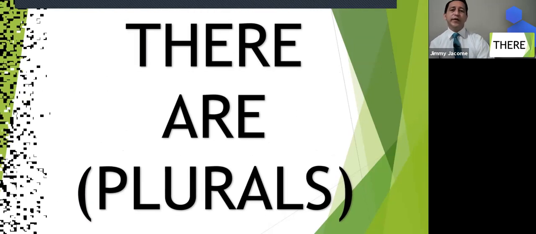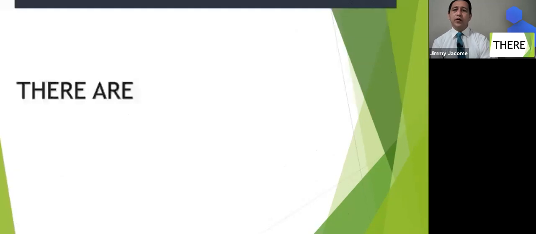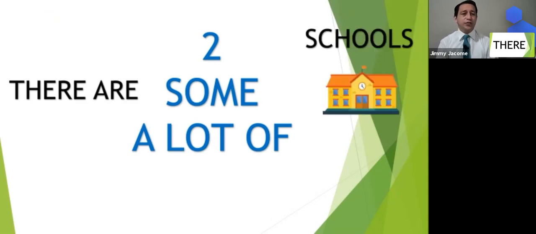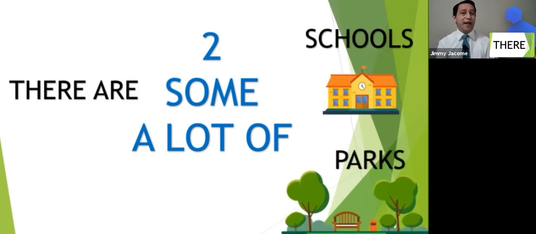Okay, there are plural nouns. First, you use there are with plural nouns and you have 3 options. Number 1, you could use a specific number. There are 2 schools near my house. There are 2 parks in Milagro City. There are 4 restaurants in Milagro.